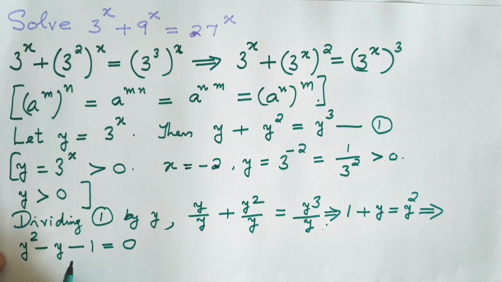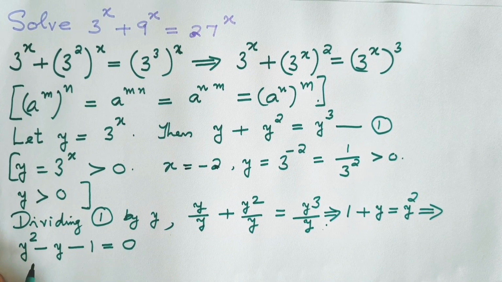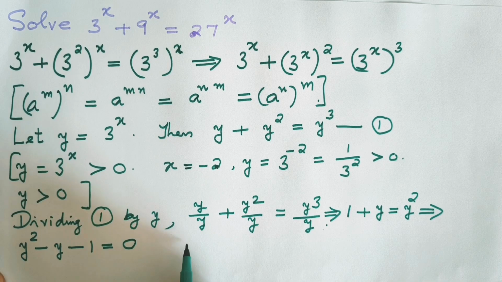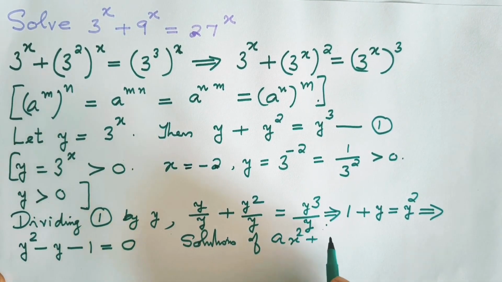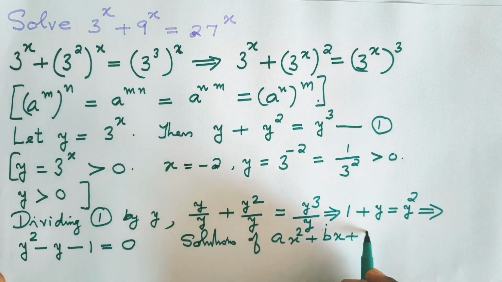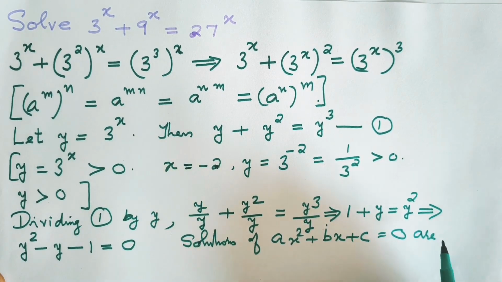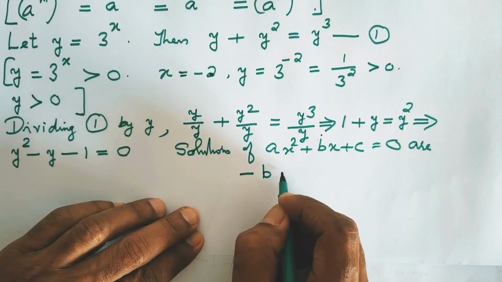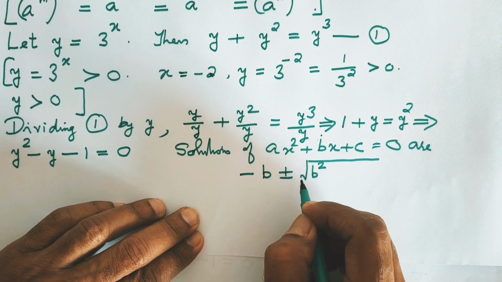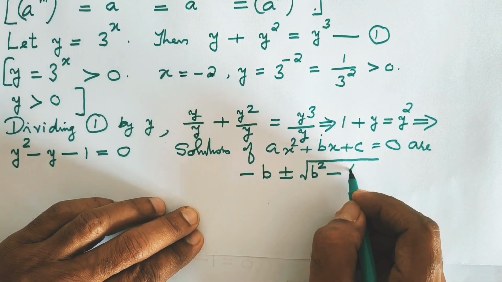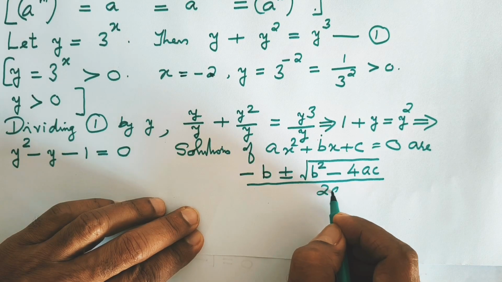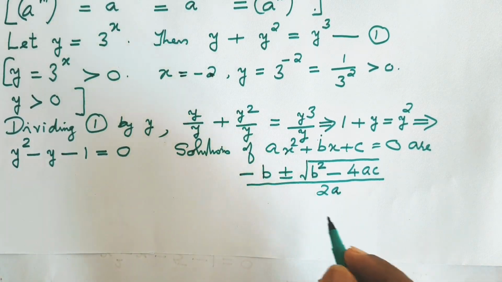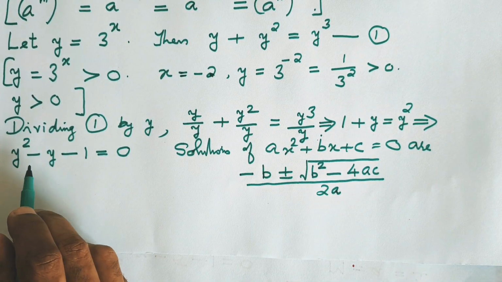Now this is a quadratic equation in y. So let us solve this equation using the formula method. See, the solutions of a quadratic equation like ax square plus bx plus c equal to 0 are given by this formula: x equals minus b plus or minus square root of b squared minus 4ac, the whole divided by 2a. The general result.